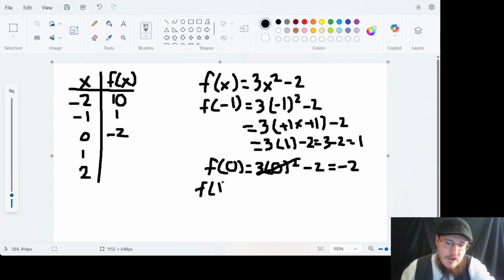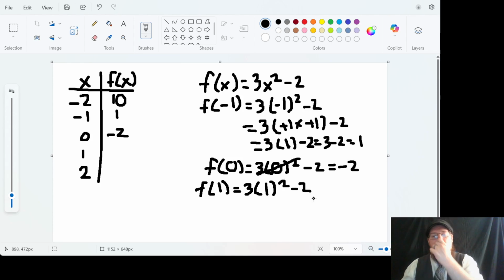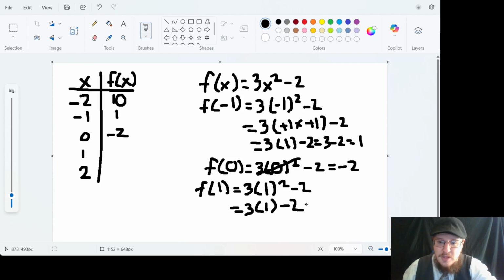We have f of 1 equal to 3 times positive 1 squared minus 2. This looks familiar because when we had negative 1 and we squared it, it became positive 1. So essentially, this right here turns into this equation here. We get 3 times 1 minus 2, and we get 3 minus 2, and we're just left with our 1.